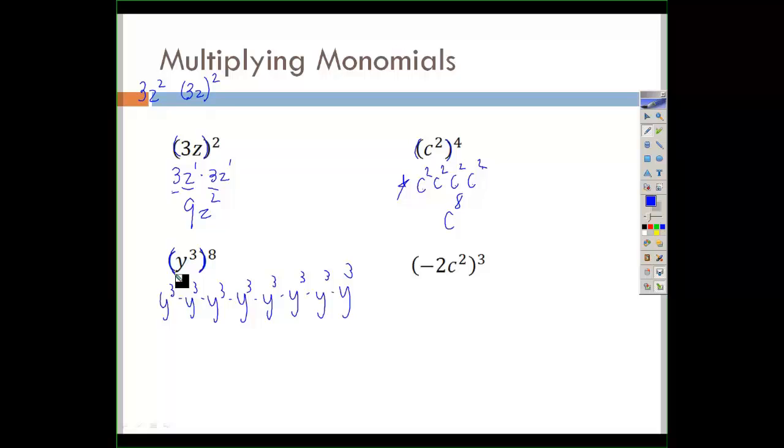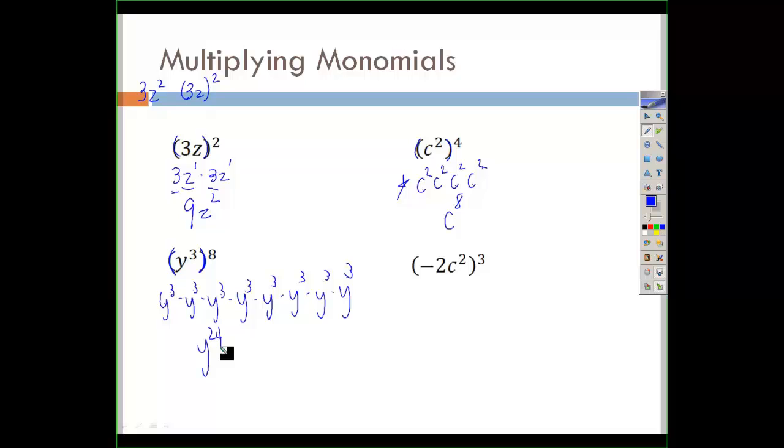So we're going to add them up because they all have the same base. They're all y's. 3, 6, 9, 12, 15, 18, 21, 24. So I have y to the 24th as my answer.